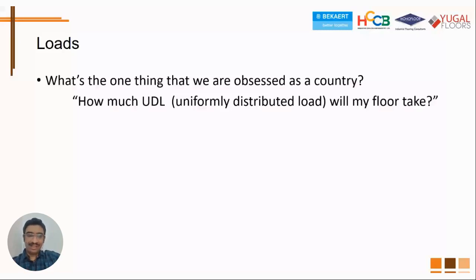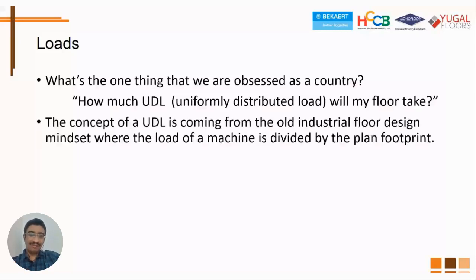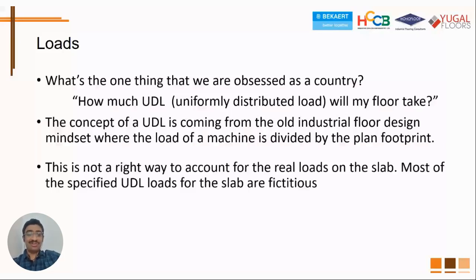quite often. And unfortunately, we must realize that this is a sort of fictitious load case, because the concept of UDL is coming mainly from old industrial floor design, and the mindset that the machine load must be divided by the plan footprint of the machine, and simply whatever you get is the design load. This is not, of course, the right way, because the real loads are almost always applied by way of point loads on the grade slab, or line loads if you have a wall and so on. But that's how it is.